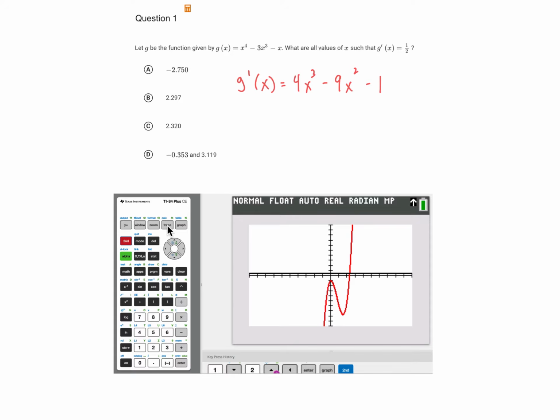Doing the same thing, second trace, which is calc. Go down to 5, and here it's the same thing as before. Okay, and you can see the same intersection as before. And that's it. Okay, so C is the answer. Yeah, so two different ways of doing this one.